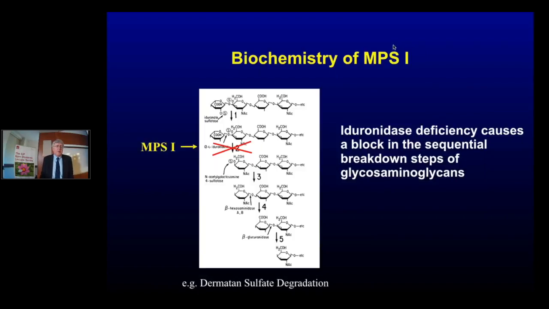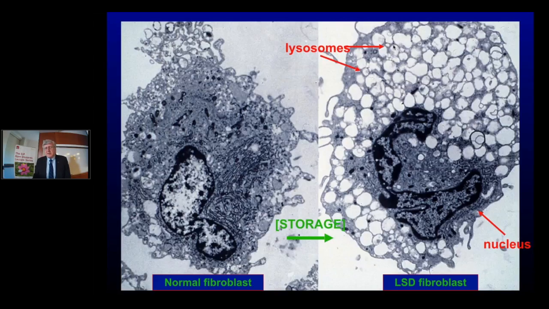When you have storage, you have what's on the right-hand side, where you have a lysosomal storage in these fibroblasts. If this was an MPS, it was stored with glycosaminoglycans. All the clear areas are distended lysosomes filled with storage materials that get washed out in the fixative process.